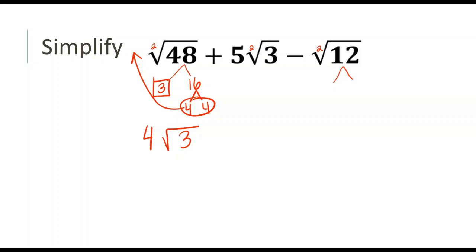So square root of 48 is 4 times square root 3. This is already fully simplified, so I'm just going to rewrite it. 5 times square root 3.